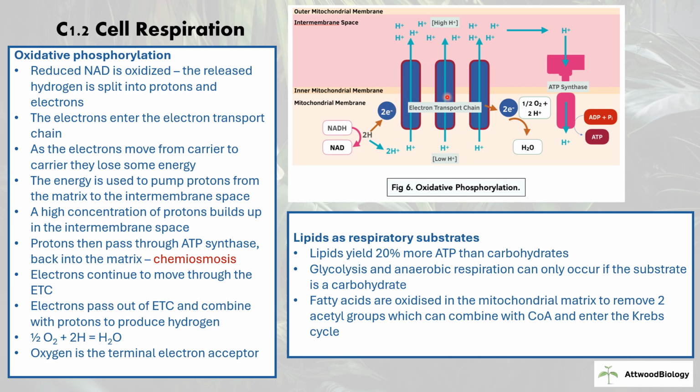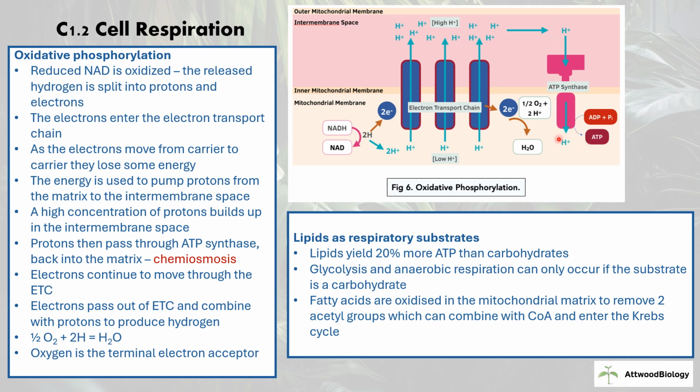The electrons continue to move through, pump some more protons into the intermembrane space, electron moves, continues to pump protons into the intermembrane space. Now this means that a really high concentration of protons builds up in the intermembrane space, and that means that the protons can move through this ATP synthase, which is another protein and enzyme embedded in the membrane. So this provides a channel for the protons to move through. So the protons move down their concentration gradient back into the matrix, and as they do that, they provide enough energy for ADP and a phosphate to be combined to produce ATP.